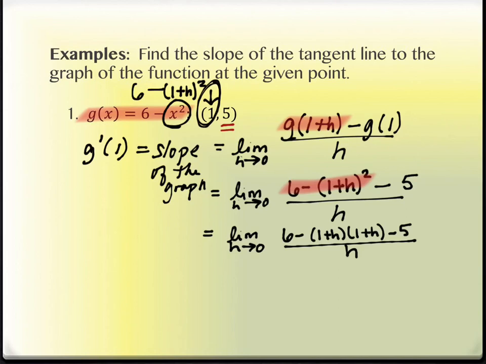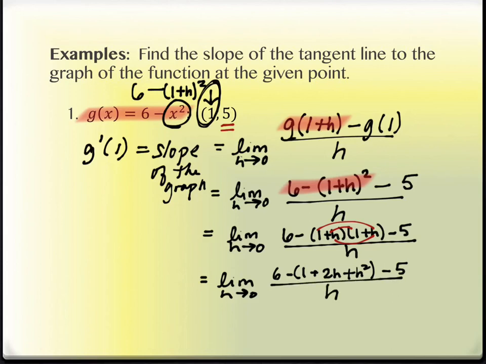So what is 1 plus h times 1 plus h? What's 1 times 1? 1. What are my inner and outer terms if I do those? Yep, 2h. Yep, and then my last term would be h squared. You'll notice I kept mine in parentheses just because I didn't want to accidentally forget to multiply it through by that negative. If you can do that at the same time, that's totally fine.